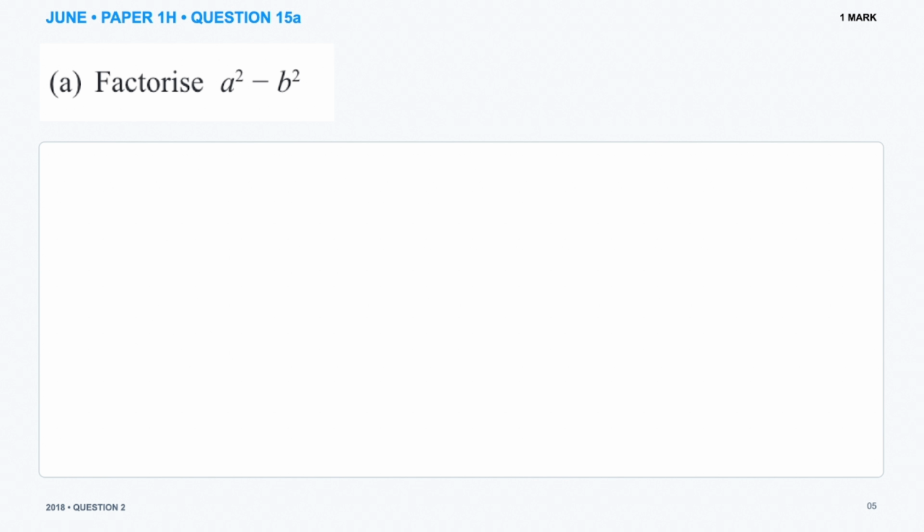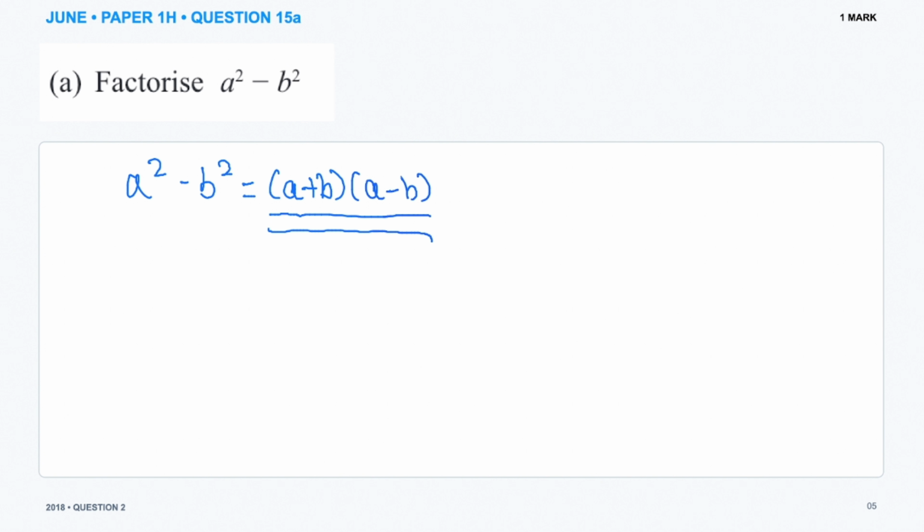For this question, which is part A, we'll have to factorize a squared minus b squared. So for this question, we can use a very simple formula that you should remember for your GCSEs. And that is a squared minus b squared equals a plus b multiplied by a minus b. And that is already the final answer for this question. So let's move on to part B.